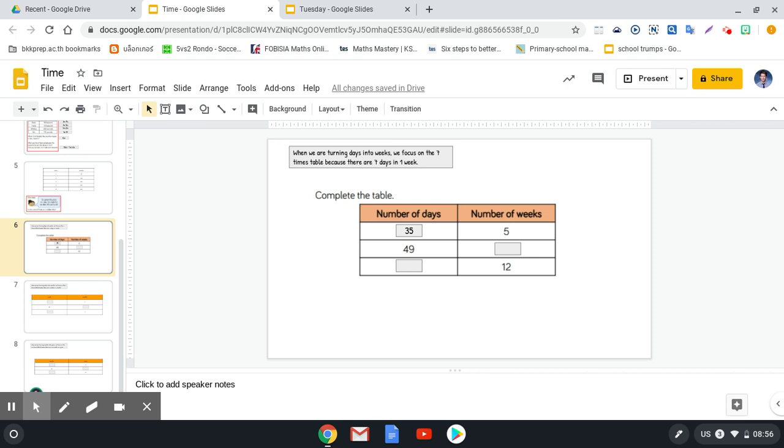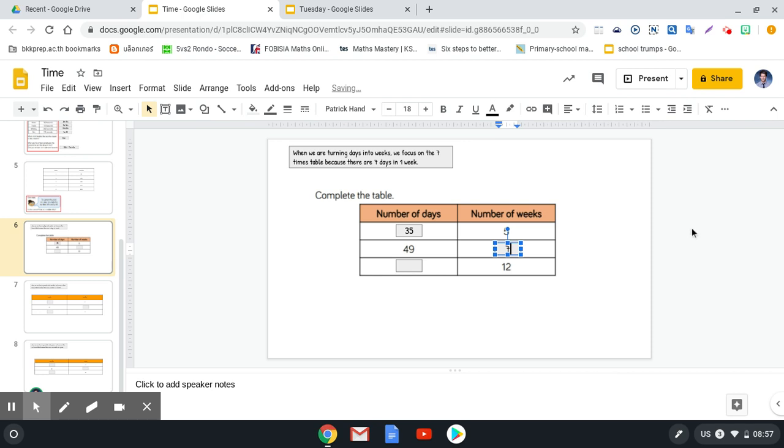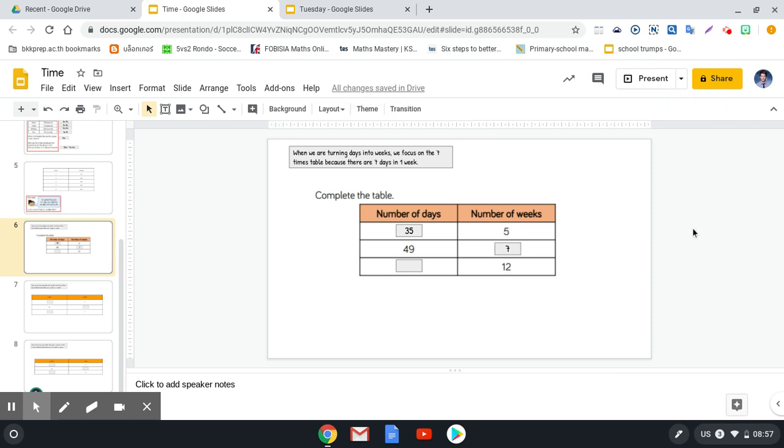Now I'm given the opposite way around. I'm told there are 49 days. I need to turn that into weeks. But I can use the opposite operation here. I'm going to divide instead of multiplying. So I know that 49 divided by 7 is 7. So 7 weeks makes 49 days because 7 times 7 is 49.